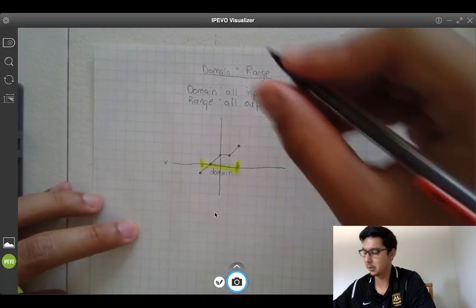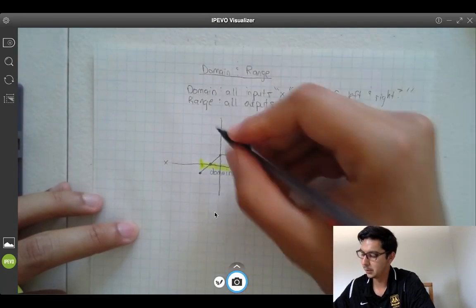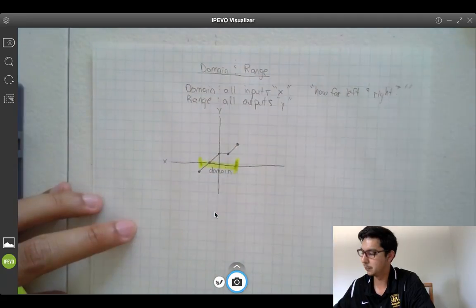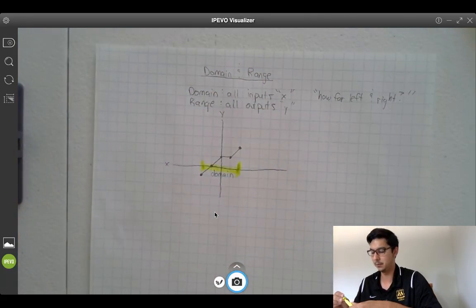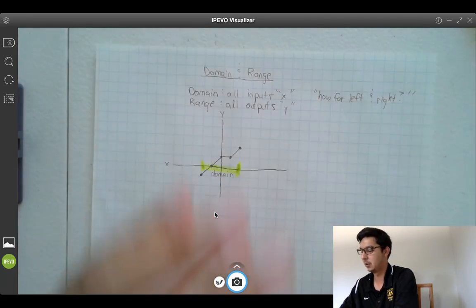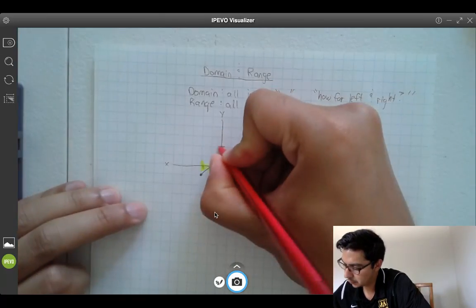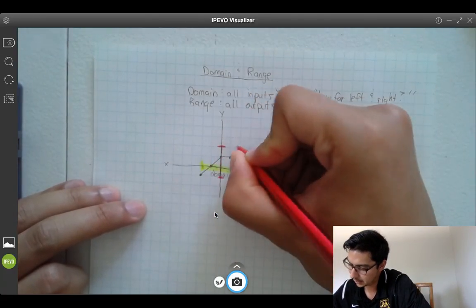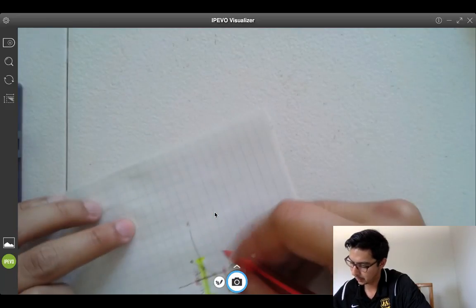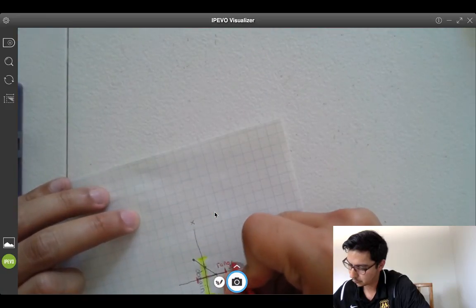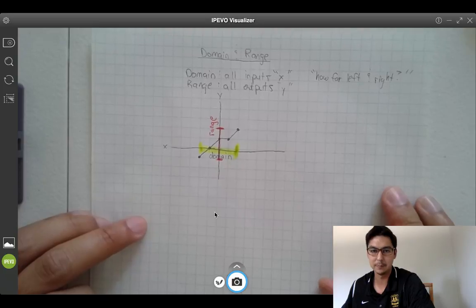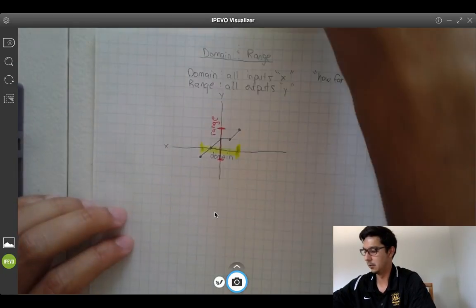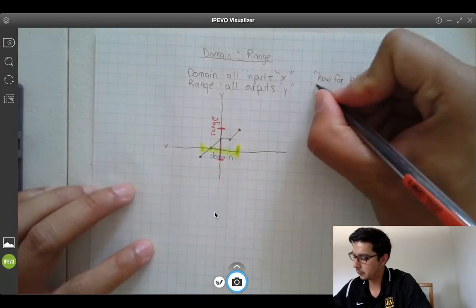Your outputs, on the other hand, are the y value, and y is going up and down. So in a different color, your range. In this graph, there's the highest point, there's the lowest point. So that, if I turn my paper sideways, is your range. Right? So that's how far up and down.